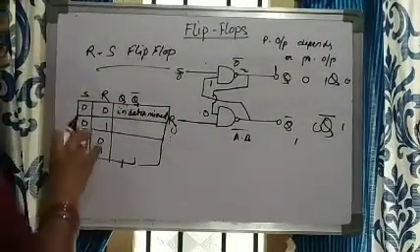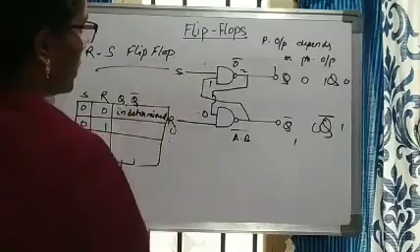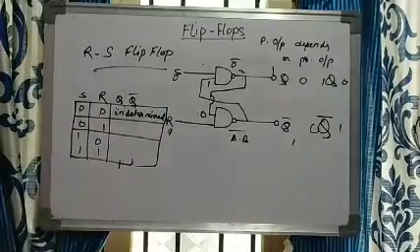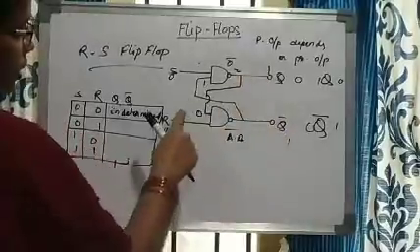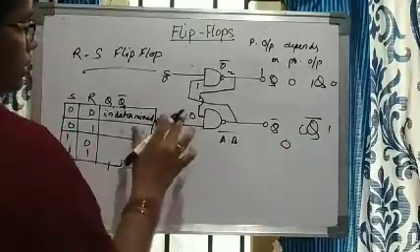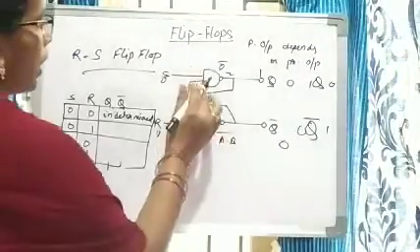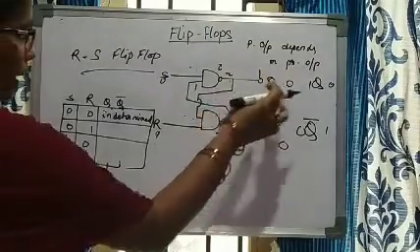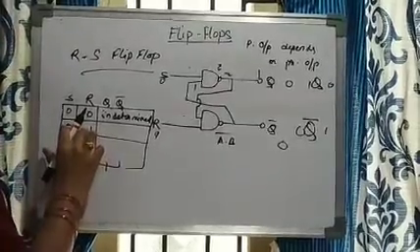Now, when S is equal to 0 and R is equal to 1, S is the same as 0, R is 1. In the previous case, what did we get? 1, 1, right? Now this is 1. 1 into 1 is 1, its complement will be 0. Then 0 into 0 is 0, its complement will be 1. So what are we getting when S is equal to 0 and R equal to 1?